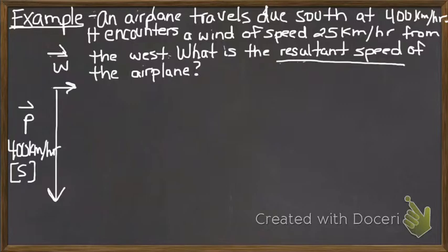Well, think about it logically. If the wind is coming from the west, then we know that the plane is going to be pushed slightly towards the east. It's not going to be traveling due south anymore. The speed may also change, or the magnitude of that resultant vector isn't going to be 400 kilometers an hour. It may be a little bit more because, again, that speed is sort of pushing that plane to go faster. So how do we do this?